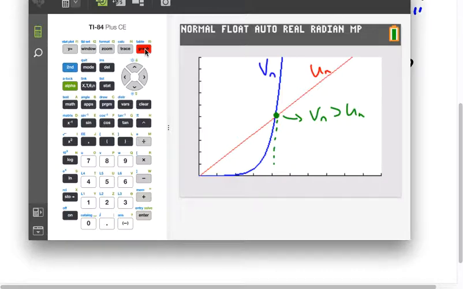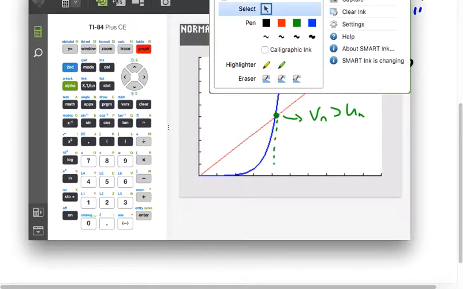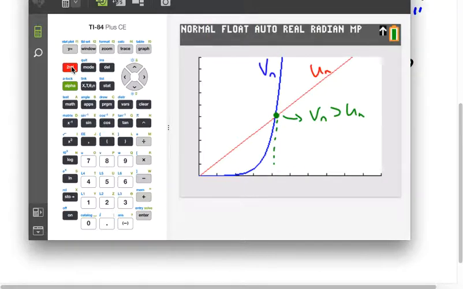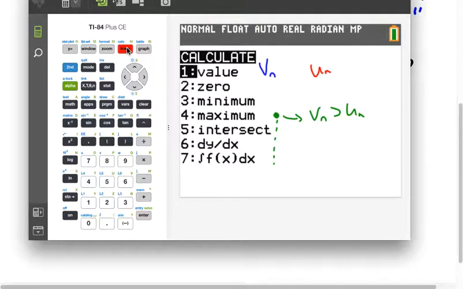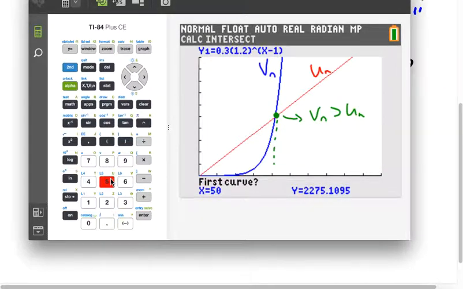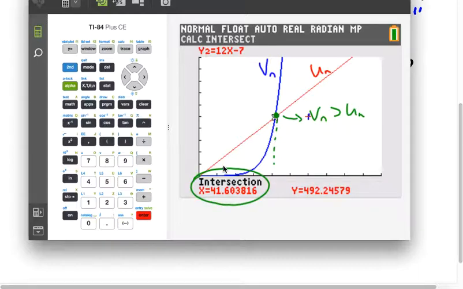So we're going to go into the calculator, do second, trace, calculate. We're going to calculate the intersection, 5. We just hit enter 3 times. 1, 2, 3. And down here it tells us that it intersects at 41.6.